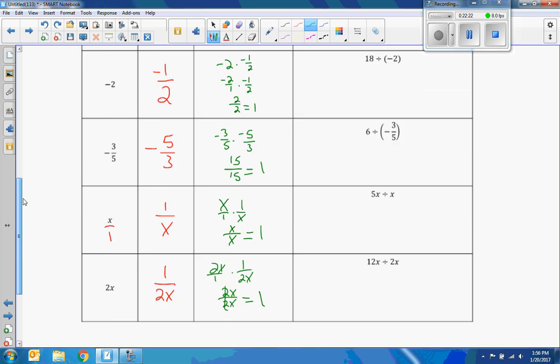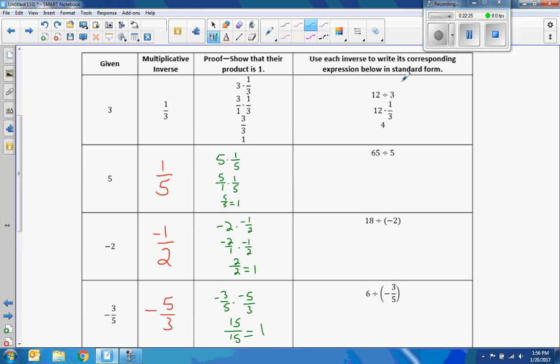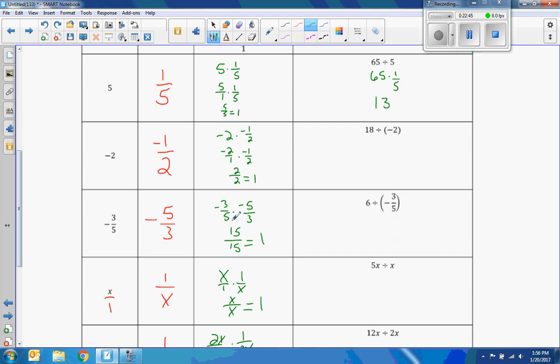And then finally the last column, what are they doing here? 12 divided by 3 is the same as 12 times a third, which is 4. 65 divided by 5 is the same as 65 times 1/5. Okay, and then 5 goes into 6 once, 5 goes into 15 3 times. This is flip it and switch it, basically. 18 times negative 1/2, or 1 over negative 2. 18 divided by 2 is 9, positive divided by negative.